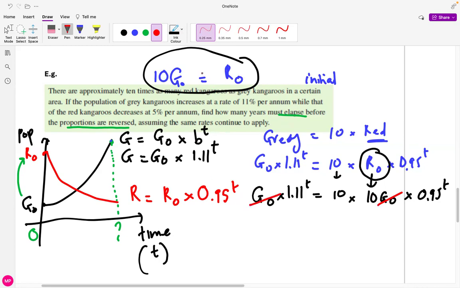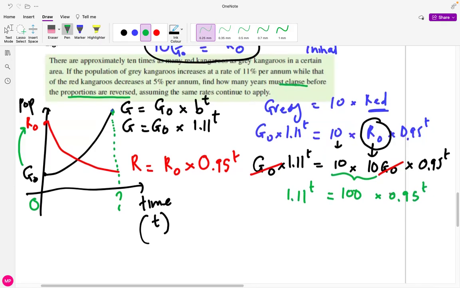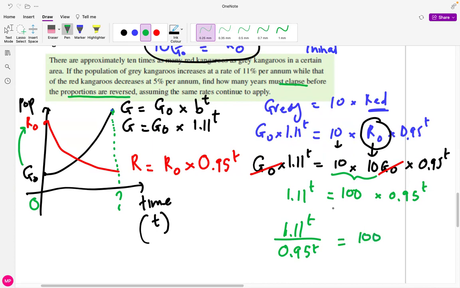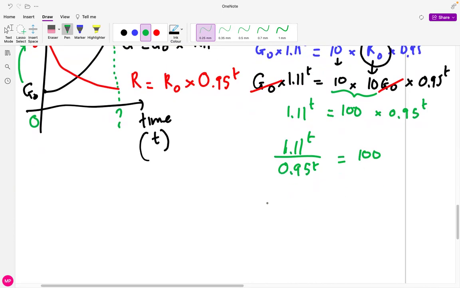So G0 cancels out, and you can solve for T from there. 10 times 10 is 100, so 1.11 to the power of T equals 100 times 0.95 to the power of T, all right? Then to solve for T, we're going to put them together. This is times, so we divide 0.95 to the power of T to the other side. So we have 1.11 to the power of T divided by 0.95 to the power of T equals 100. So we can combine them, and this can be written as 1.1695 to the power of T equals 100.